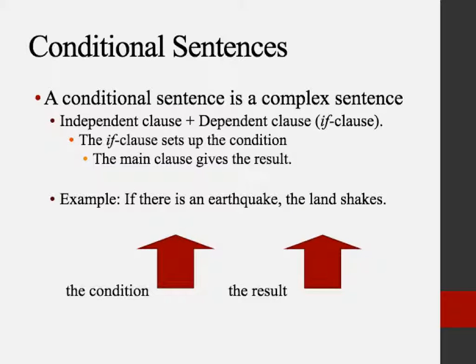A conditional sentence is a complex sentence which consists of an independent clause and a dependent clause. In a conditional sentence, the if clause sets up or presents the condition, and the main clause provides the result. As the example shows, "if there's an earthquake" is the if clause and presents a condition. "The land shakes" provides the result.